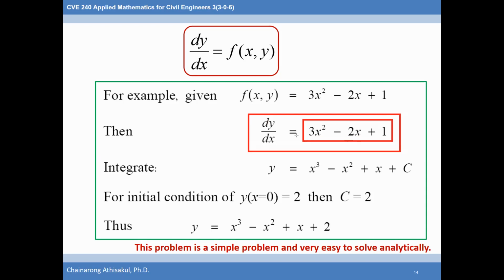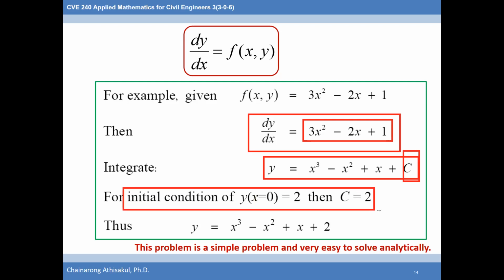For this case, because on the right hand side it's just the polynomial function, it's very easy to solve. We can find the solution by just direct integration. We move the dx to the right hand side and integrate both sides. We get y equal to this equation with the additional constant c. In order to solve for the constant c, we require the initial condition.